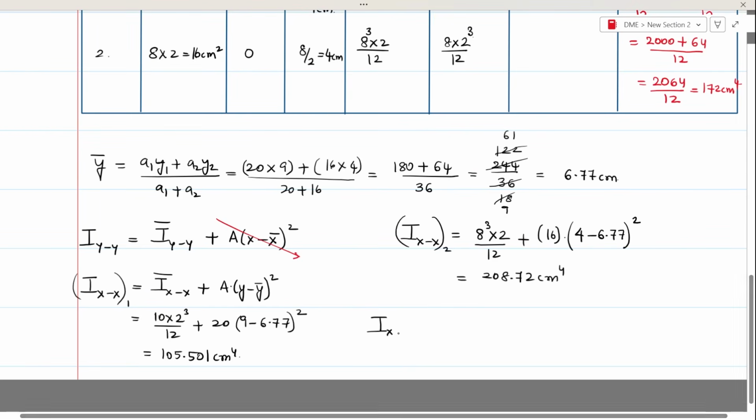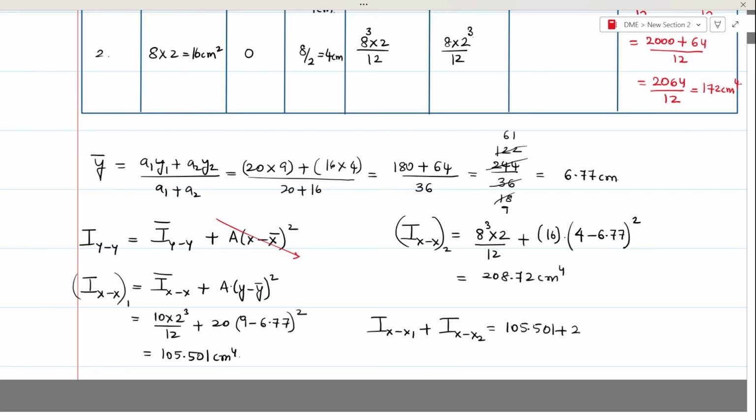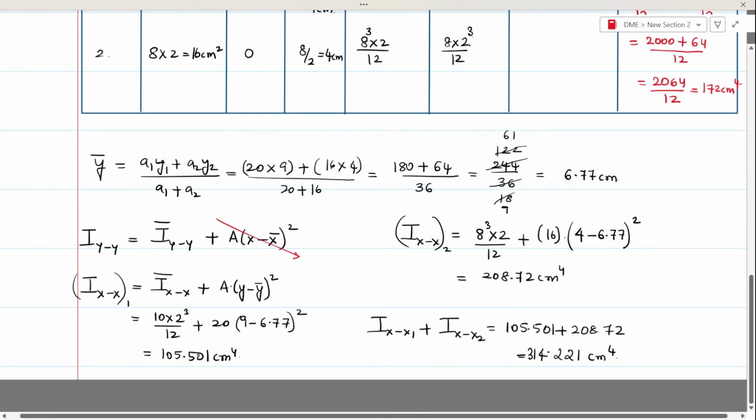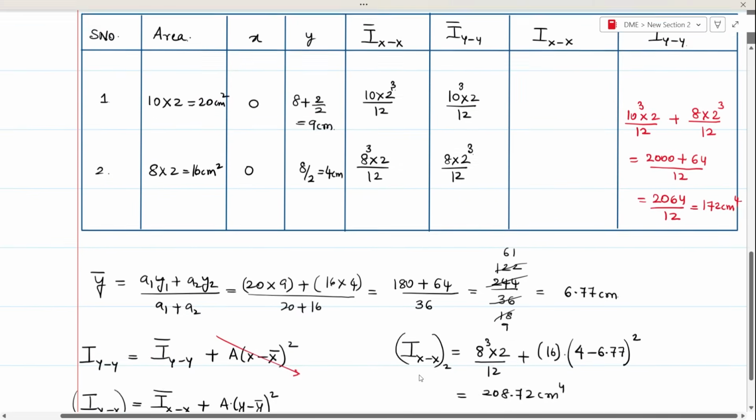Now Ixx for area 1 plus Ixx for area 2 will be 105.501 plus 208.72, and this would be 314.221 centimeter power 4. This is Ixx for the entire T section.